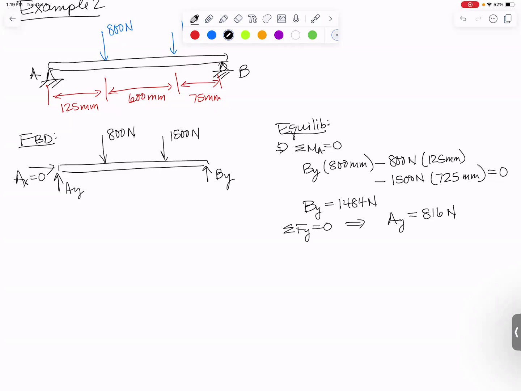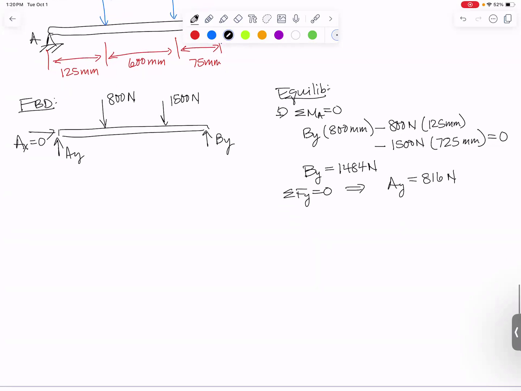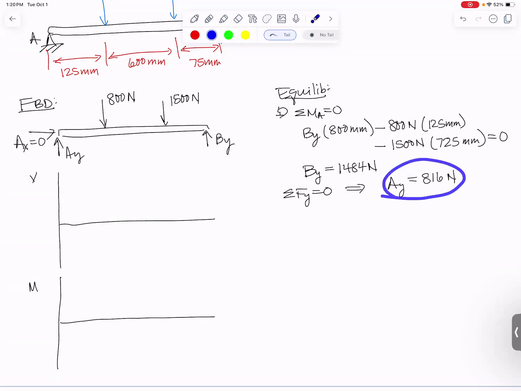So what I want to do now is sketch my shear force and bending moment diagram. I'm going to draw them directly under my free body diagram, like that. Here's V and here's M. Whenever you have a point force, that is going to cause your shear force diagram to have a step change. So at the very beginning of the beam, we start off with an upward 816 newtons. So I'm going to start my shear force diagram up here at 816 newtons.